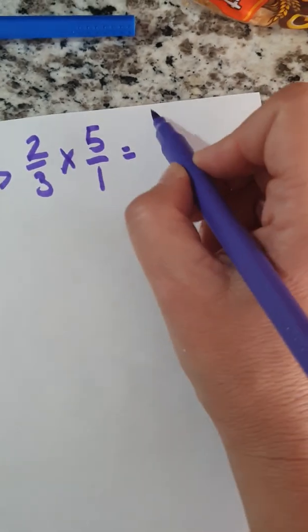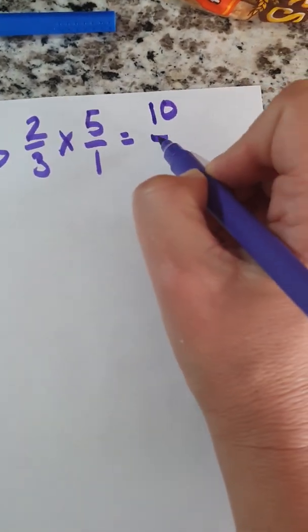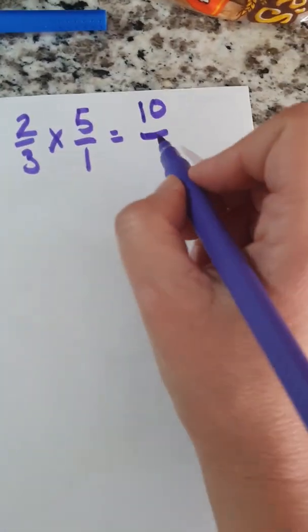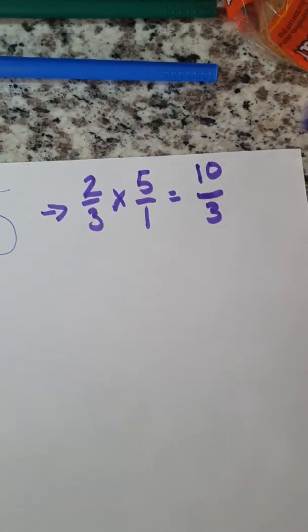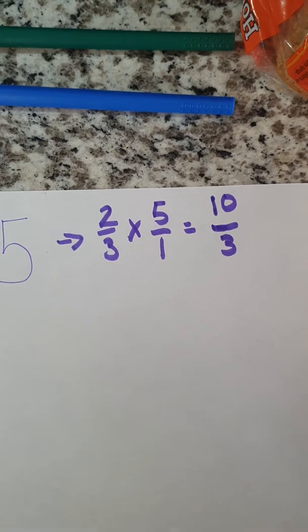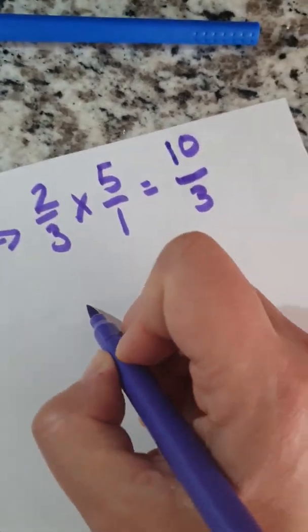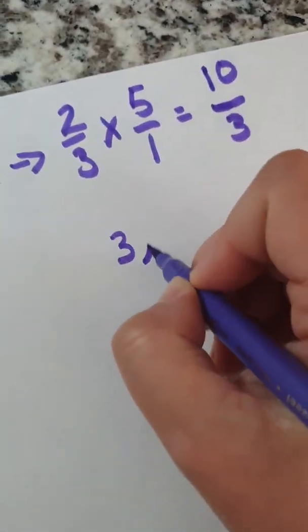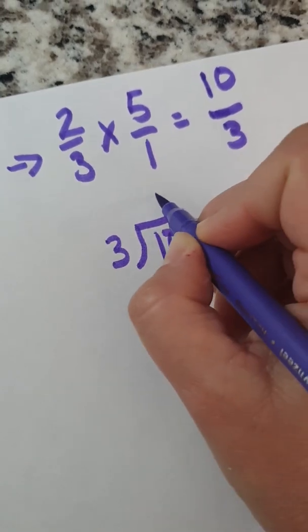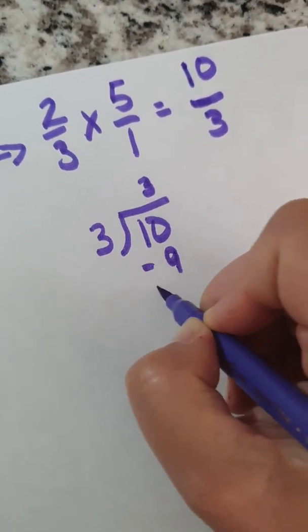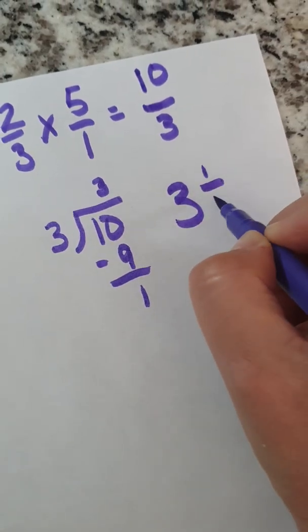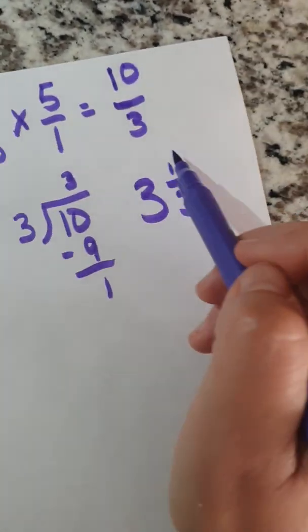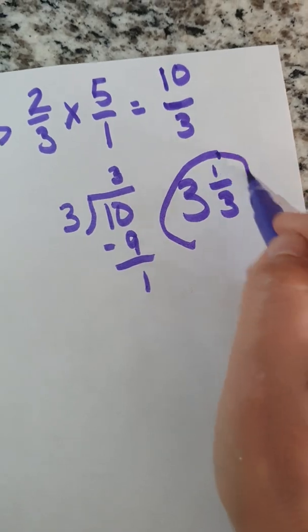2 times 5 is 10. Whoops. 3 times 1 is 3. And just like we've been talking about, anytime your top number is bigger than your bottom number, you have to divide. So 3, okay? So my answer is 3 and 1/3. And as you can see, I don't have to simplify that.